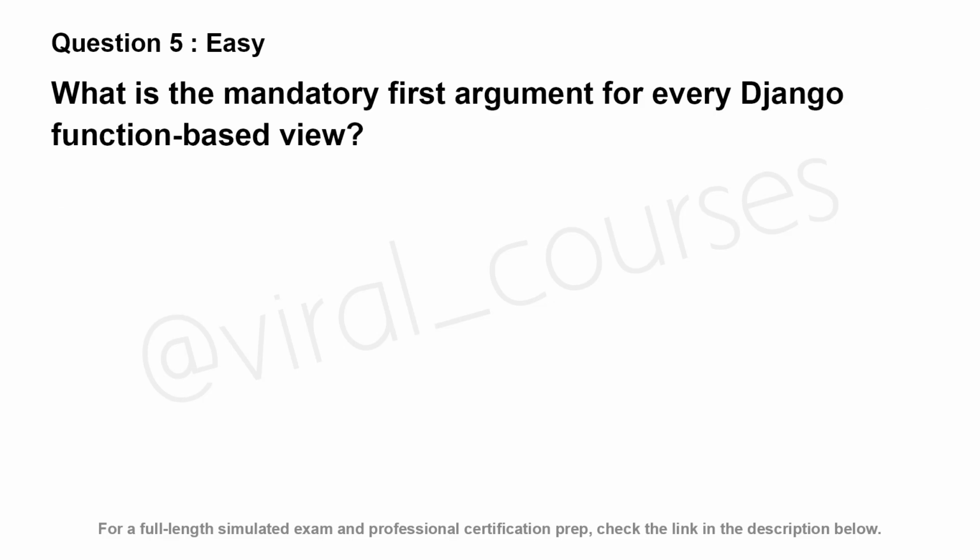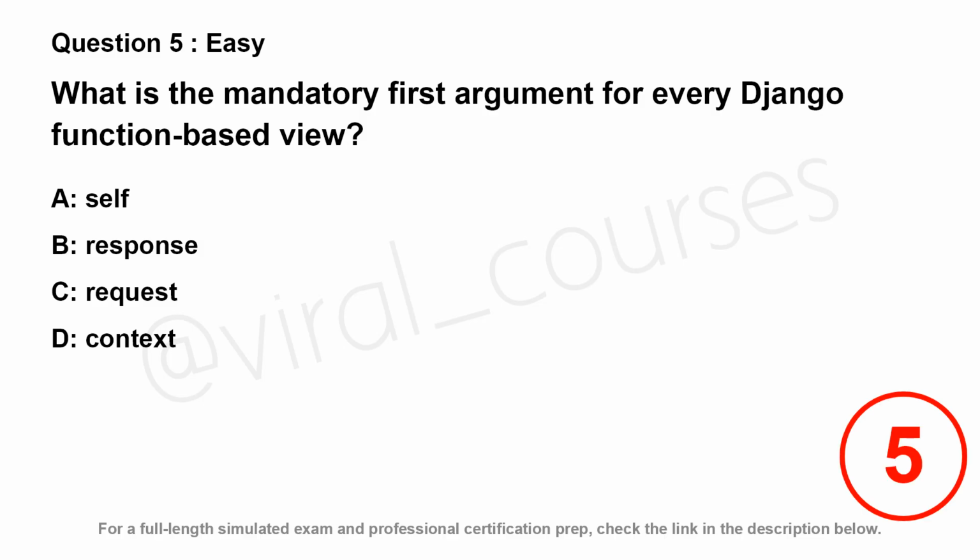What is the mandatory first argument for every Django function-based view? Option A, self. Option B, response. Option C, request. Option D, context.